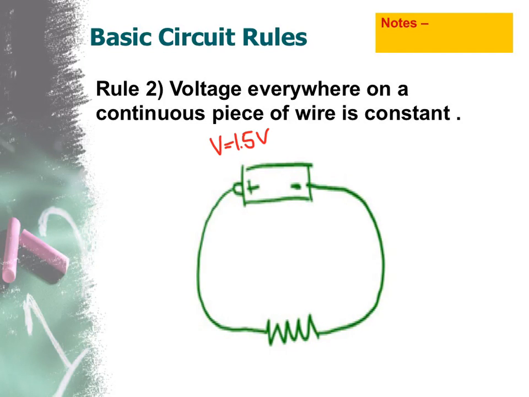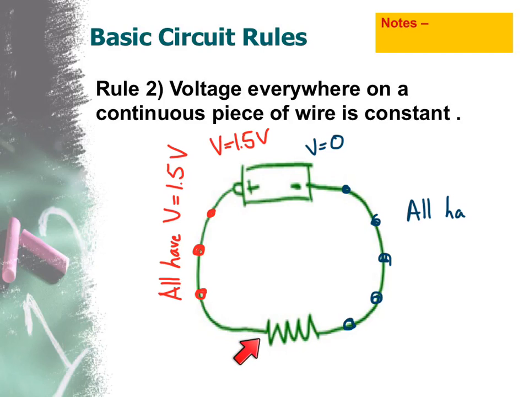The second rule about circuits is that the voltage everywhere on a continuous piece of wire is constant. So if I say that this positive terminal is at a voltage, or an electric potential, of 1.5 volts, then every point on this wire from here over to here also has an electric potential of 1.5 volts. On the other side of this battery, we have a voltage of 0 volts, which means that every one of these points from here all the way over to here also has a voltage of 0 volts.